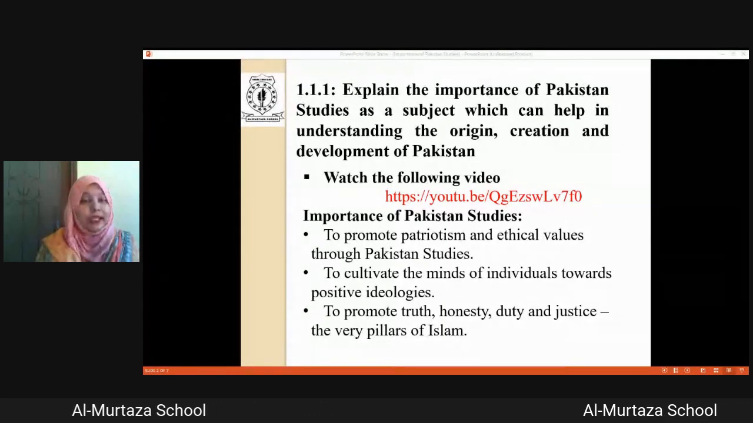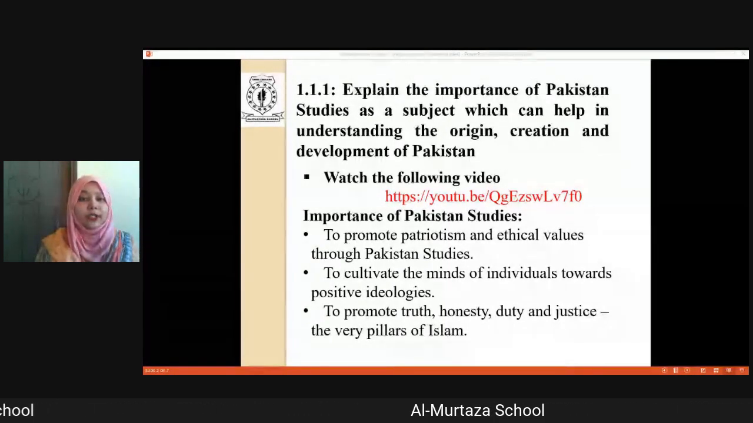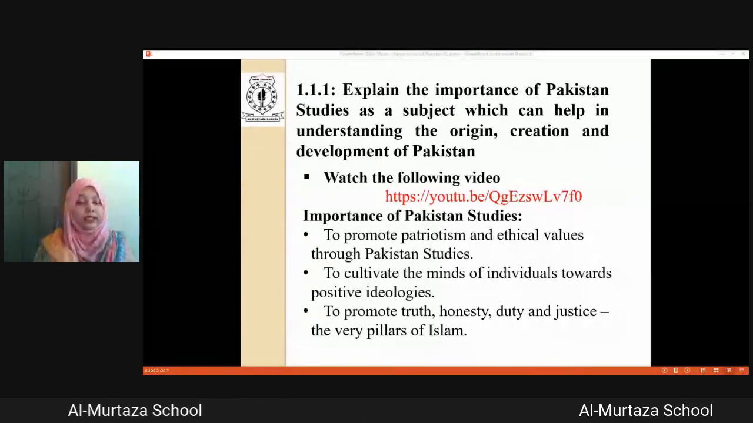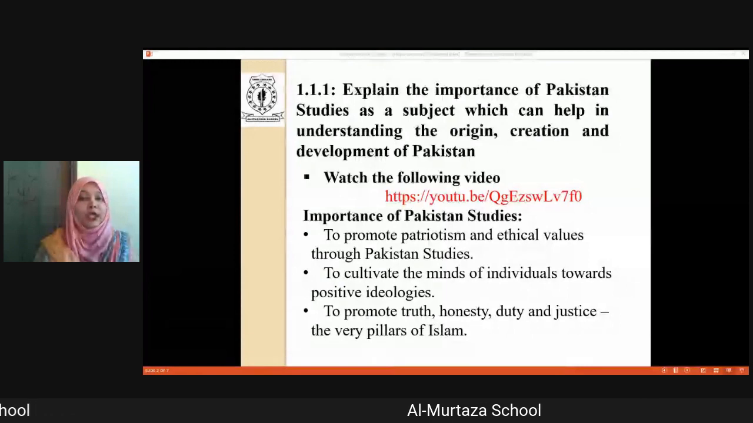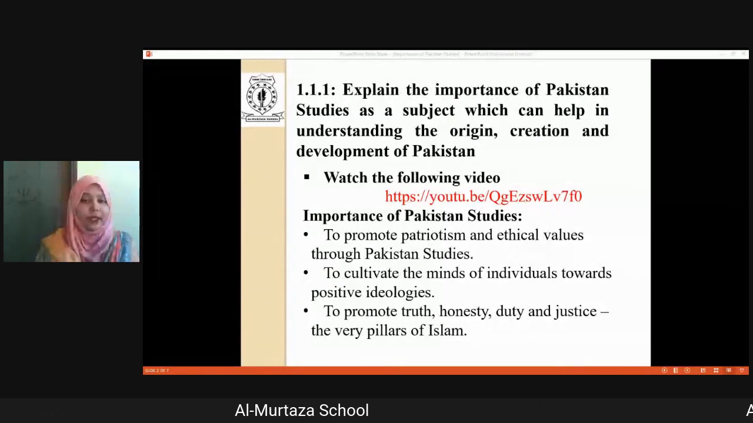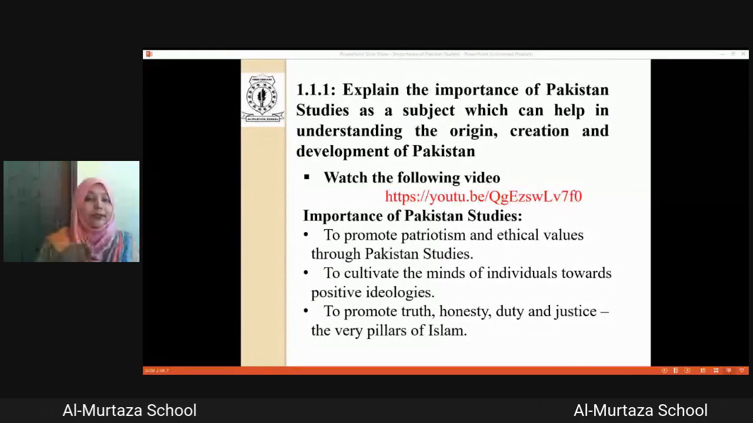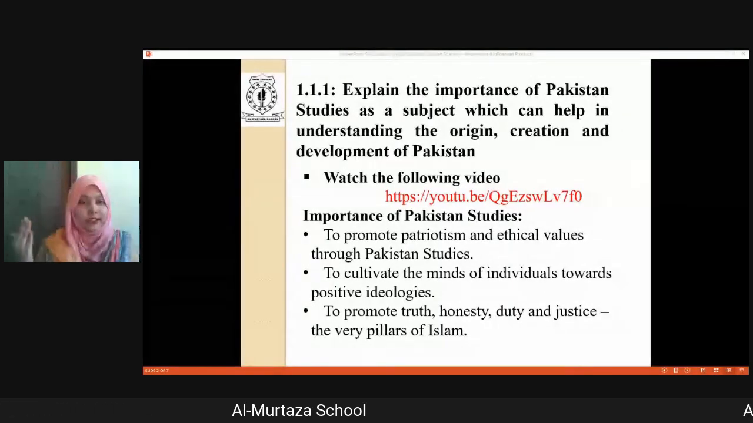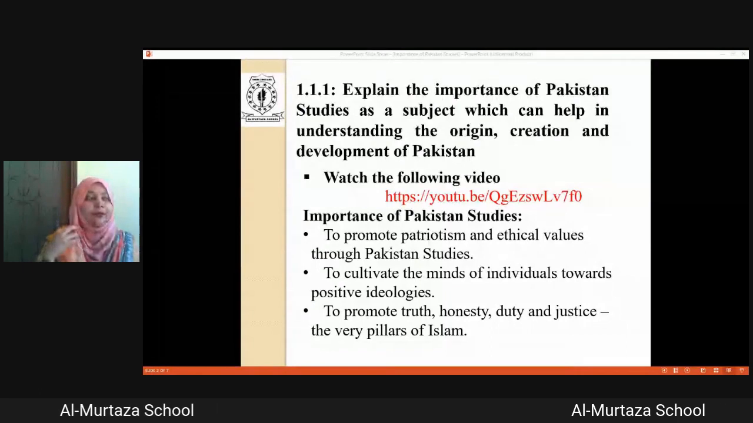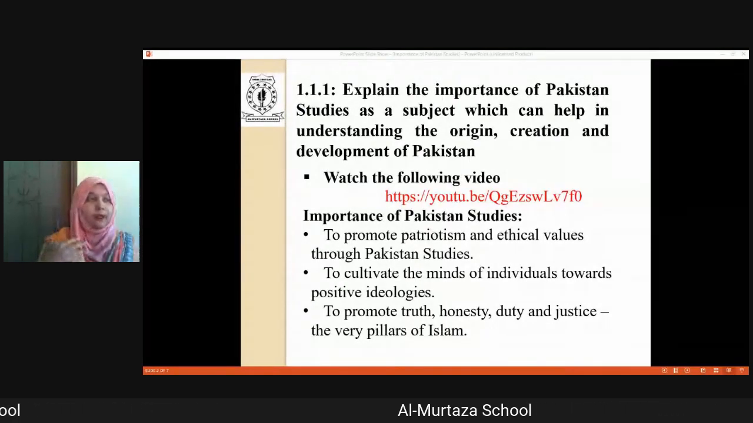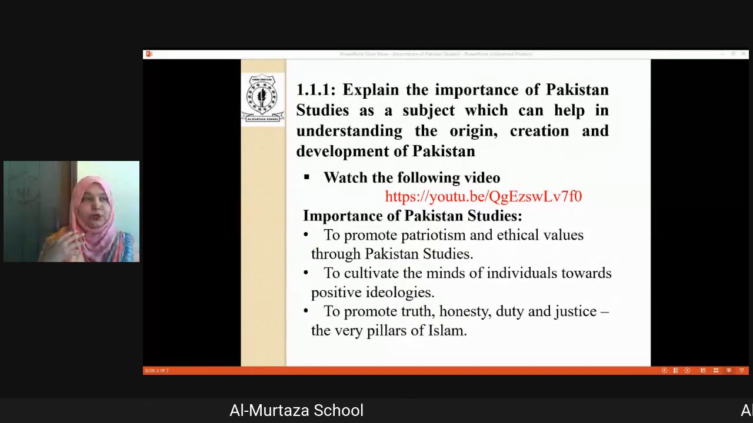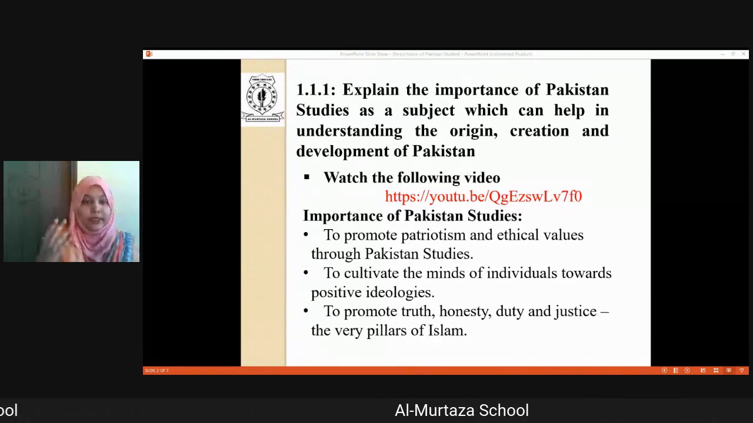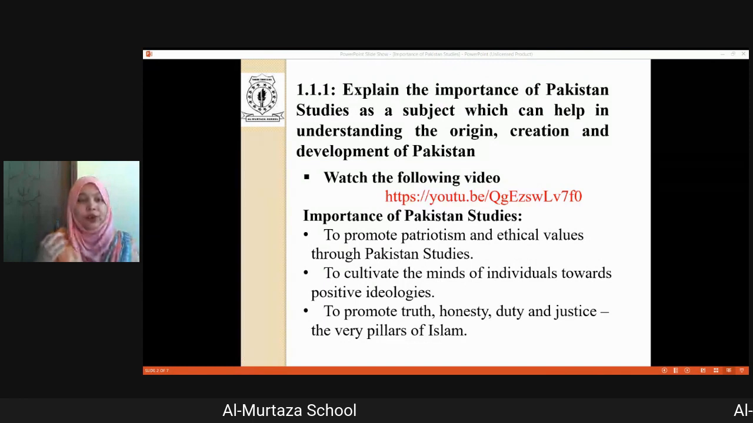Okay. The second thing which Pakistan studies teaches us is to cultivate the minds of individuals towards positive ideologies. It is very important that you cultivate your mind towards something positive. The basic reason is that ideology guides us about two parts: positivity and negativity as well. If a person is negative from inside, you can observe that in his words and in whatever the person is doing. But Pakistan ideology is basically talking about positivity.